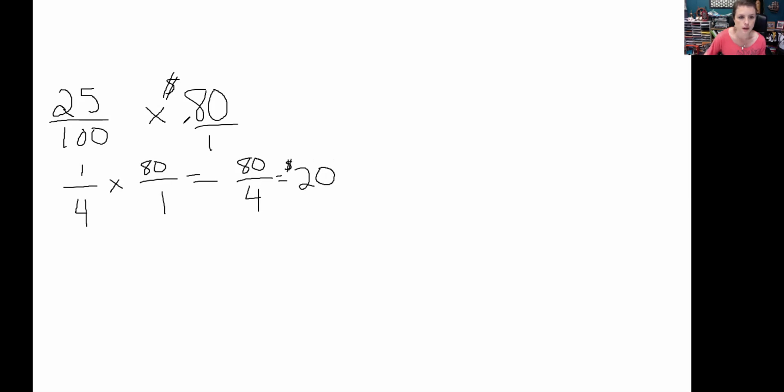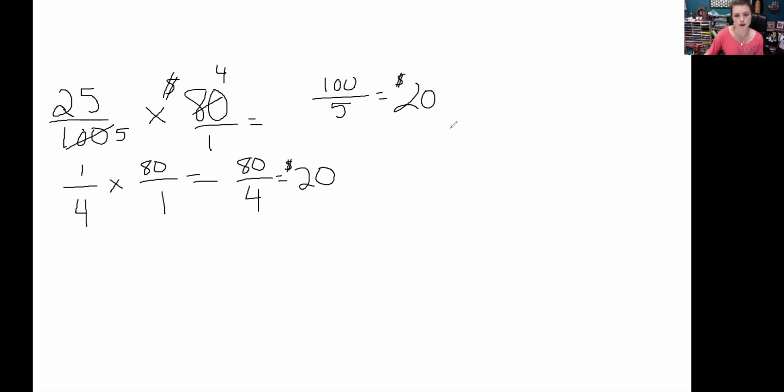Or if you want to use cross canceling, you divide by 20 and you get 4, divide by 20 and you get 5. Then 25 times 4 is 100, and 5 times 1 is 5. Remember, this is an improper fraction, or a division line. So 100 divided by 5 equals 20. I get the same answer, $20.